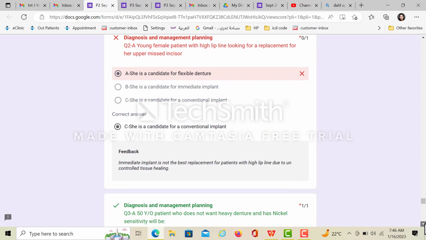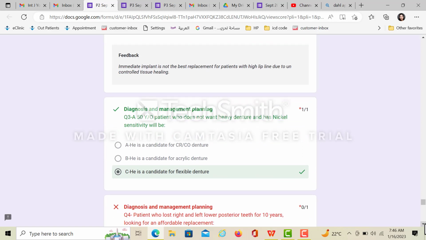Correct? Next, a 50-year-old patient who does not want heavy denture and has nickel sensitivity. So here you could have chosen the answer acrylic, but when the option is given as flexible dentures, they are lighter than the acrylic, and specifically the question is mentioning he doesn't want a heavy denture.